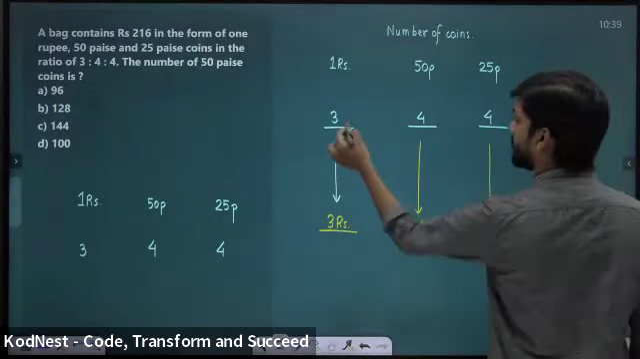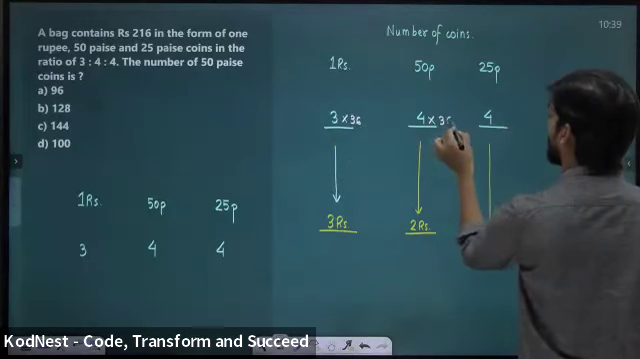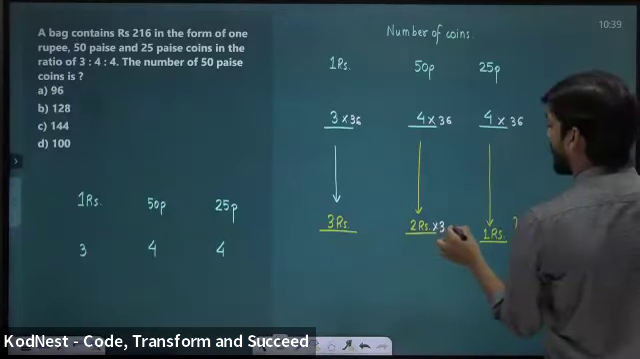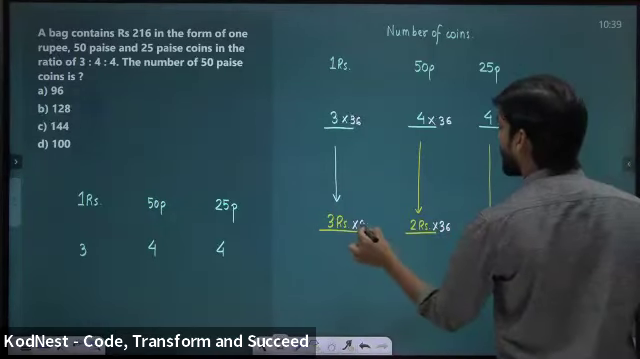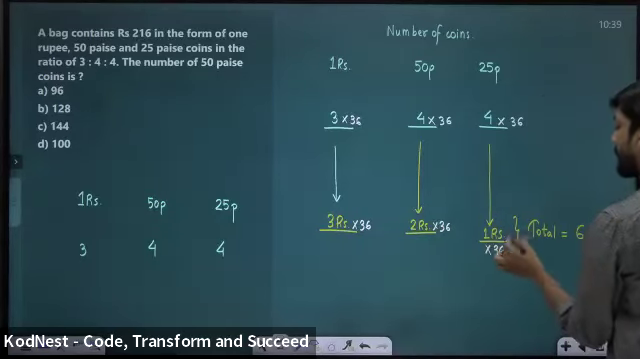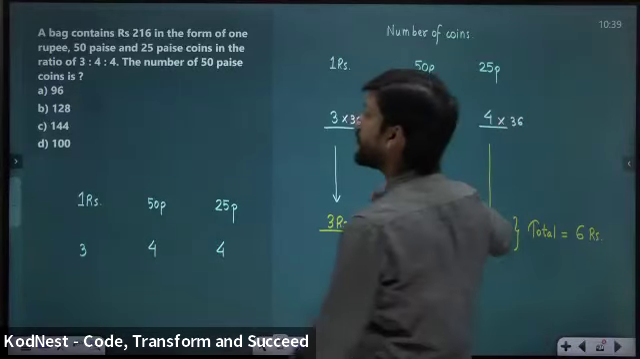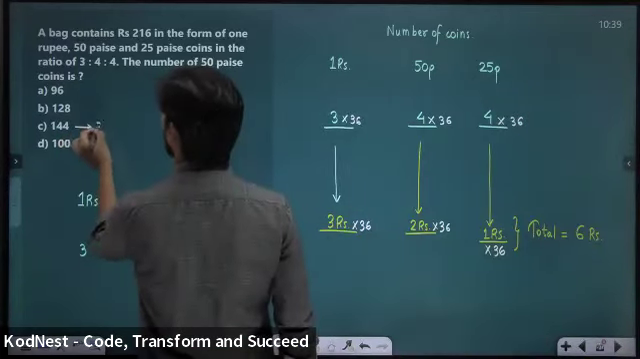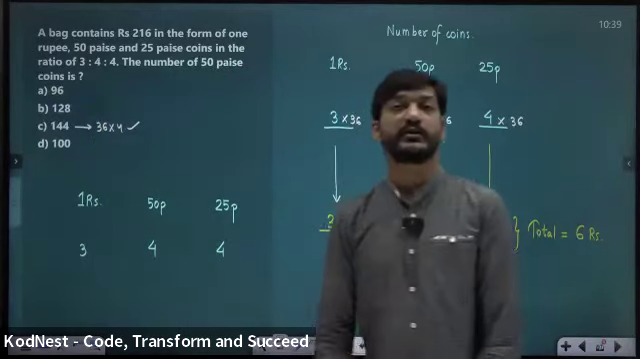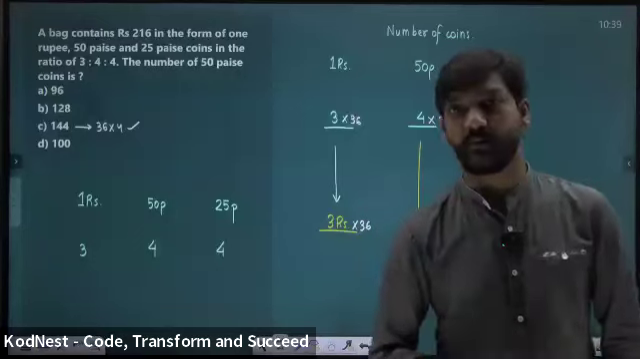So everywhere multiply with 36. You will get all the values. Although I am writing everywhere, you need not write everywhere. So how many 50 paise coins are there? 36 into 4, 144. 144 coins are there. This is how you will solve it without a variable.